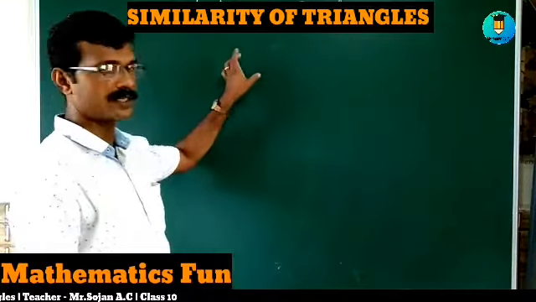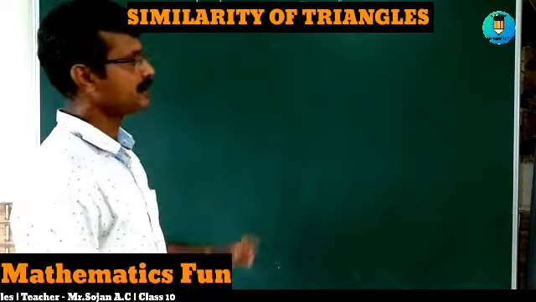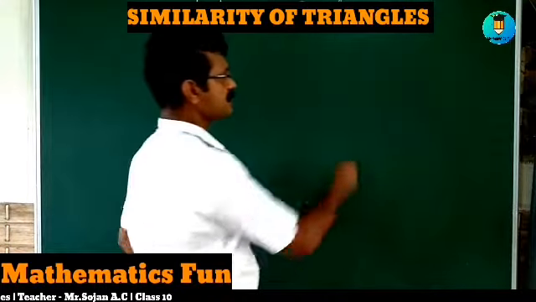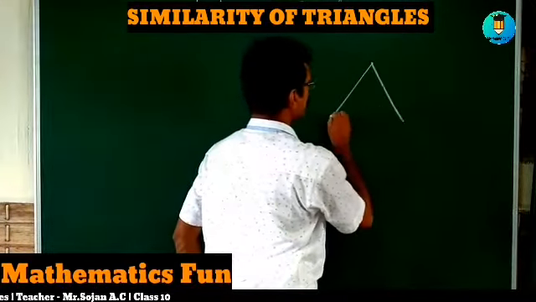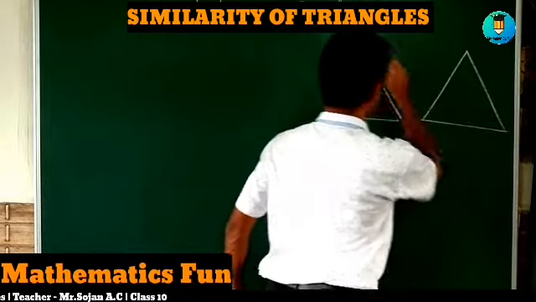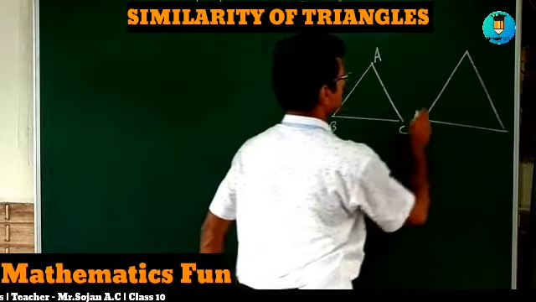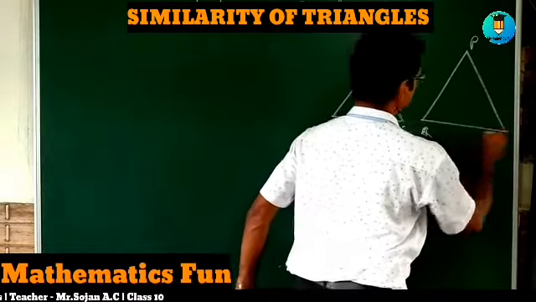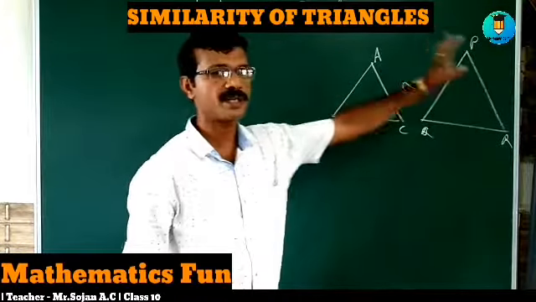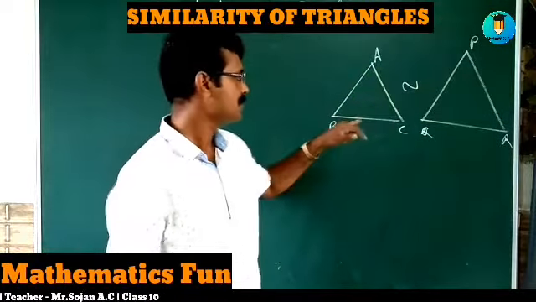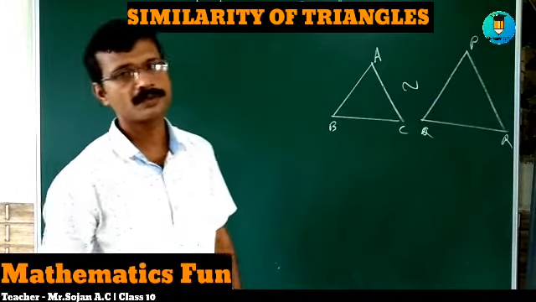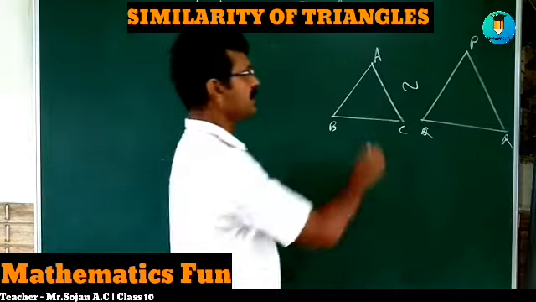That is one result that I already said. Another result: if 2 triangles are similar, then the ratios of their sides will be same as the ratios of their medians. That is one of the results you will come across. That is, in these 2 triangles, suppose these 2 triangles are similar. Then the ratios of their sides, that is AB by PQ is equal to BC by QR is equal to AC by PR, is equal to the ratios of their medians.